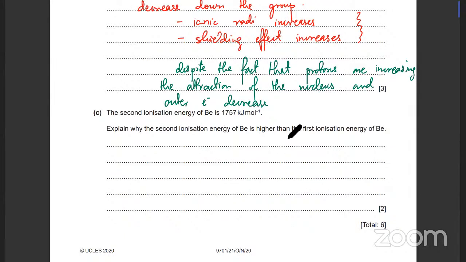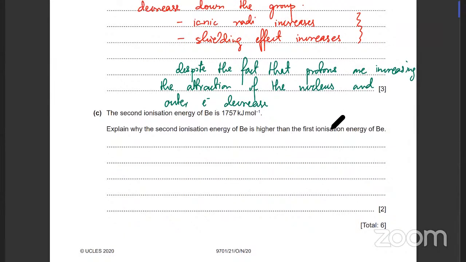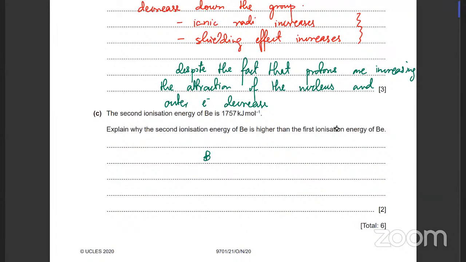Explain why the second ionization energy of B is higher than the first ionization energy of B. So what's the reason? Why is it easier to remove the first electron and more difficult to remove the second electron? If it's already +1, why is the second ionization energy greater? Because in the first there is a repulsion force, whereas in the second it's not. No, but what kind of repulsion?